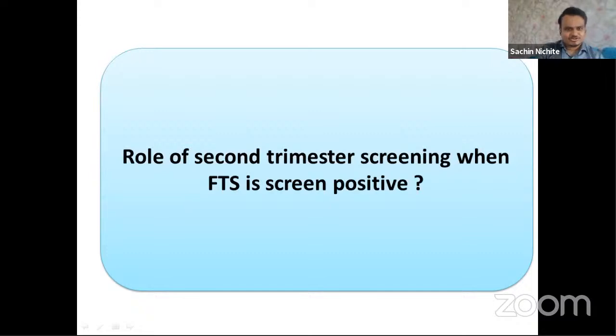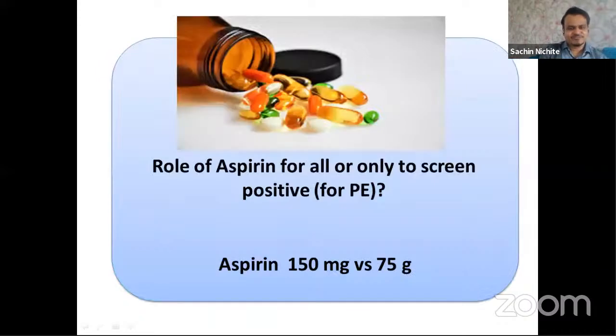Okay, we'll move ahead to some rapid questions. Some special comments also are welcome. Aspirin for all or only to the screen positive? Already madam has discussed about it, but why is empirical aspirin not recommended? What is the reason, Dr. Sita?